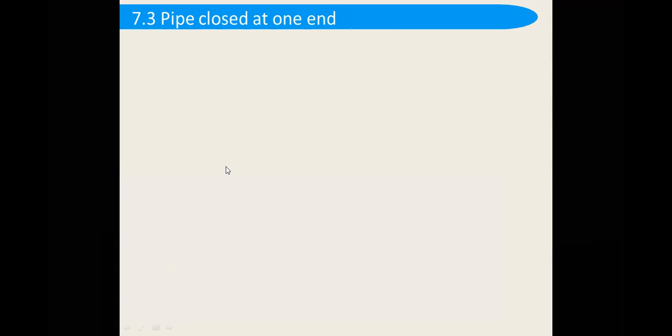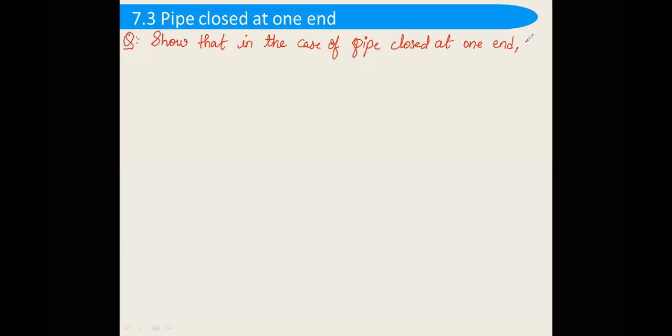So what will be the question? The question will be: show that in the case of a pipe closed at one end, only odd harmonics are present as overtones. Only odd harmonics are present as overtones.